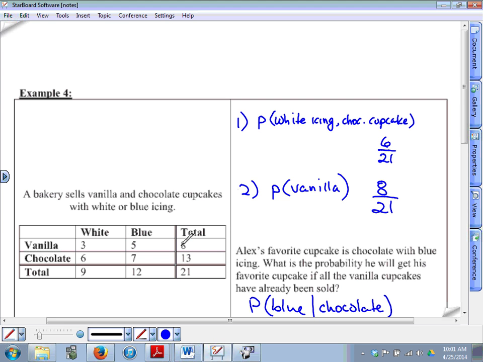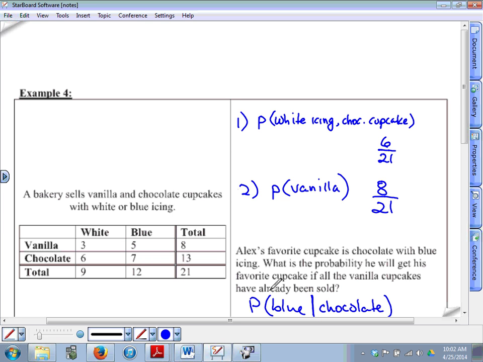I want you to write this down underneath this little paragraph. What's the probability that you get blue icing given chocolate has already been chosen? Now, why does chocolate have to be chosen? If you read through this, Alex's favorite cupcake is chocolate, blue icing. What's the probability he will get his favorite cupcake if all the vanilla cupcakes have already been sold? All of the vanilla cupcakes are gone. So that's why we have to have this condition.